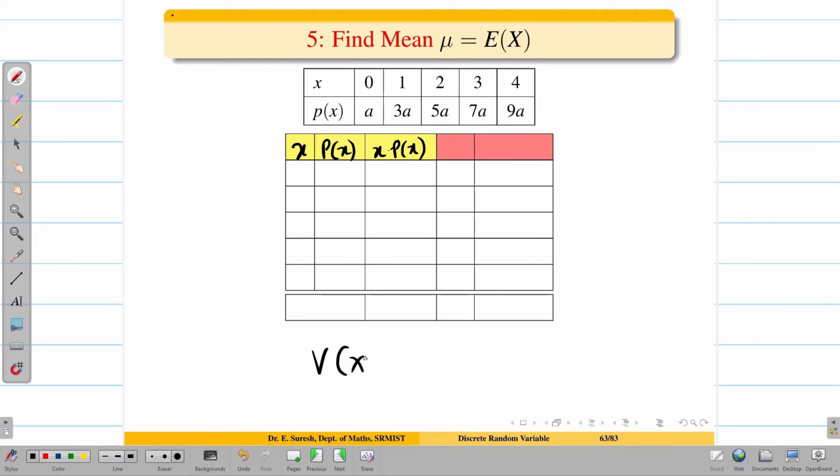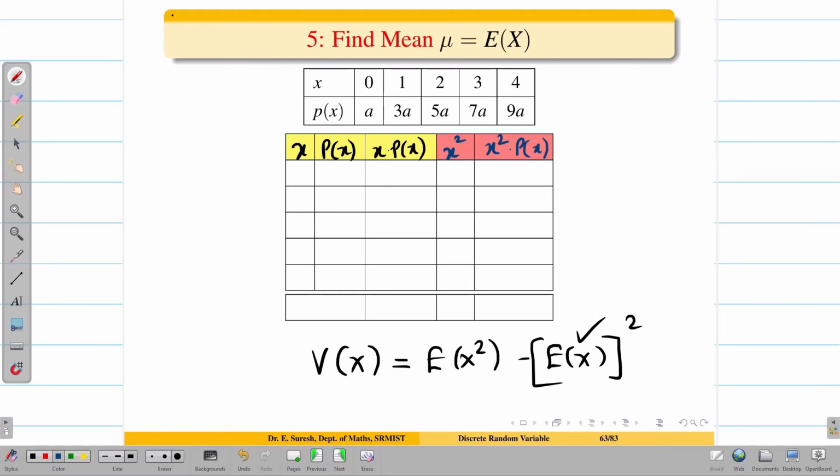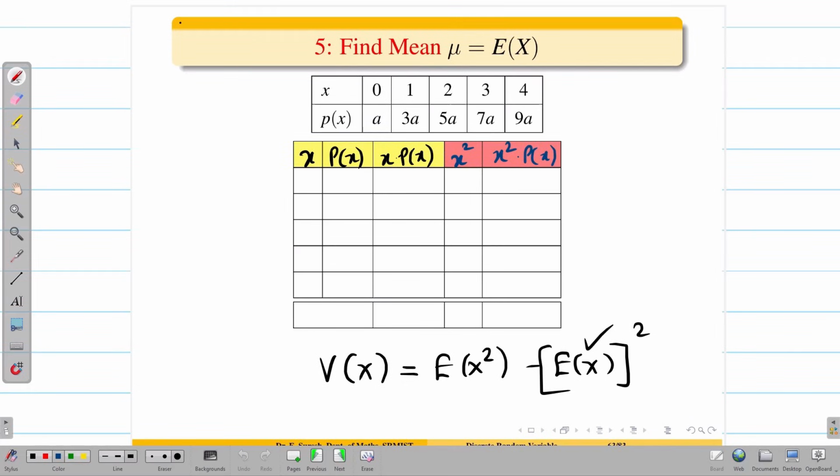The formula for variance of x is E of x square minus E of x whole square. From these three columns, we can find E of x. To find E of x square, we have to square the values of x, and then we have to multiply x square with p of x. To find the mean and variance, better to make a table with 5 columns: x, probability of x, x into p of x, then x square, finally x square into p of x.